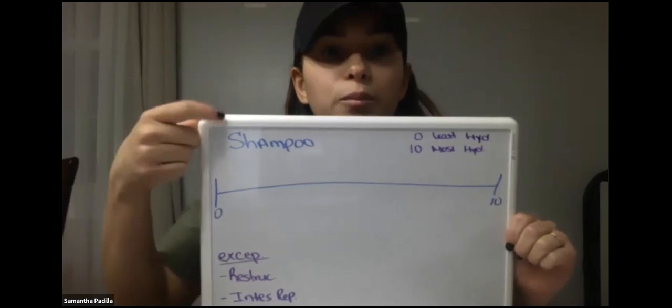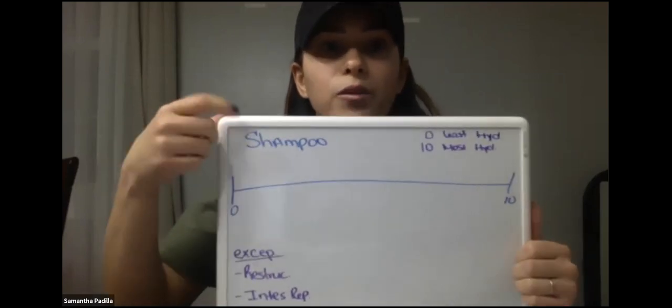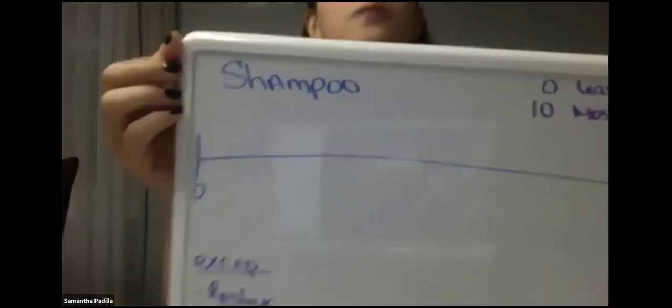Okay, so we're gonna start with hair care, and I said before to grab a pen and paper so we can take notes because we are going to draw a scale. What I did was I grabbed one of my little dry boards and I put shampoo. So go ahead on a piece of paper and write shampoo up top. Let's see if I can get close.